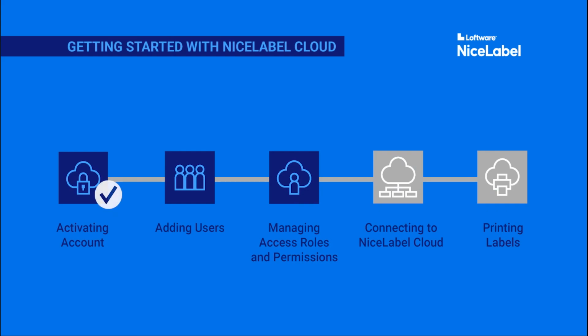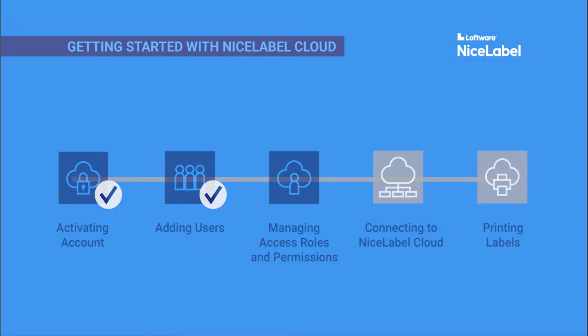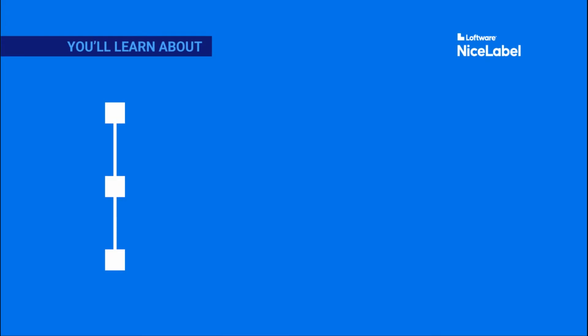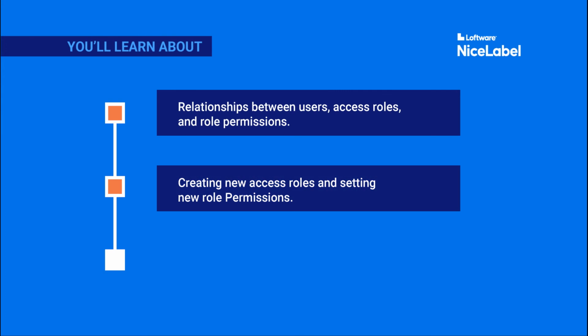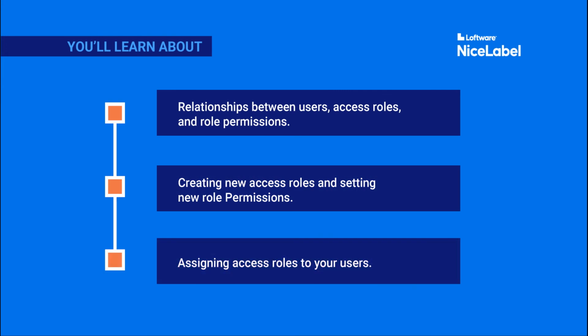You've activated your account and added your first users. Now you can manage your user access roles and permissions in Nice Label Control Center to keep your label printing environment secure. In this video, you'll learn about relationships between users, access roles, and role permissions, creating new access roles and setting new role permissions, and assigning access roles you create to your new and existing users.